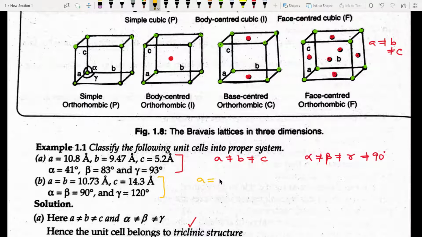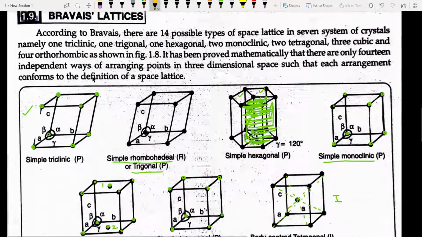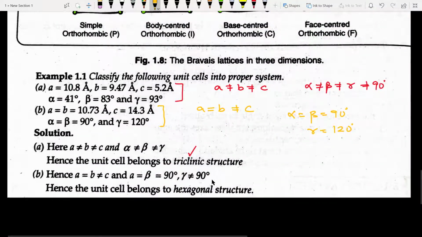Now come to the second numerical. 2 sides are equal, not equal to third. Alpha is equal to beta is equal to 90 degree. Gamma is equal to 120 degree. Gamma is 120 degree only in one structure. It is hexagonal. So the answer for the second numerical will be hexagonal.